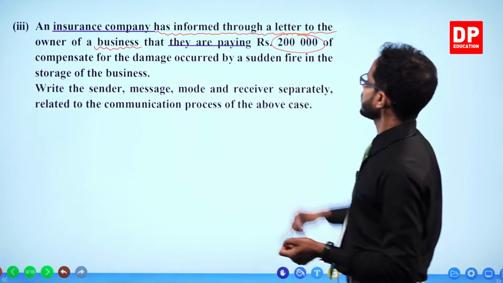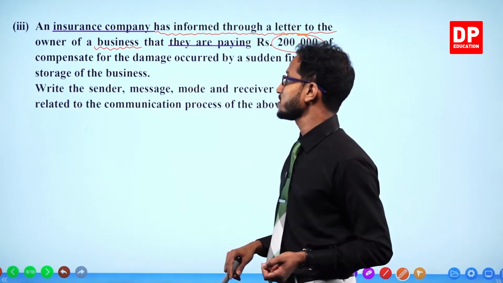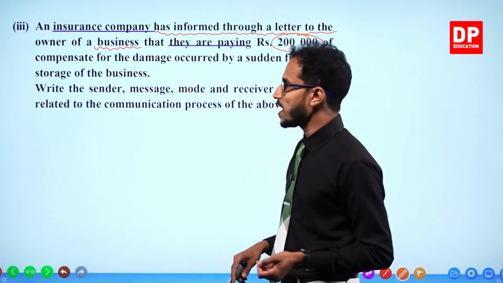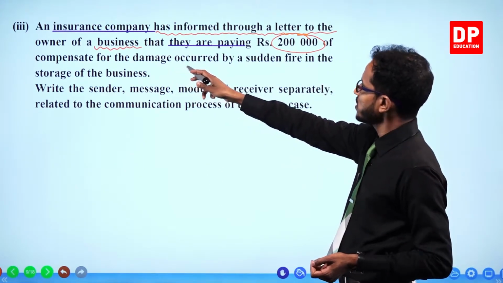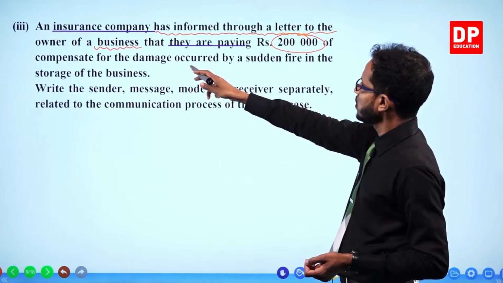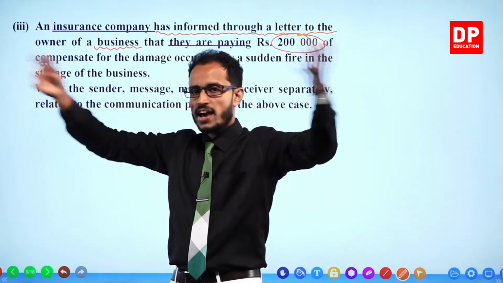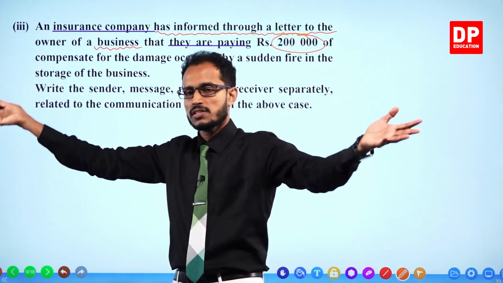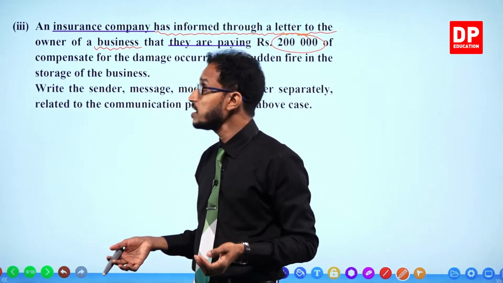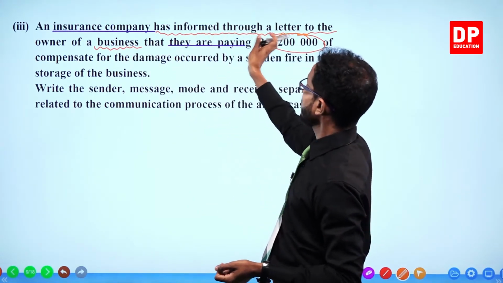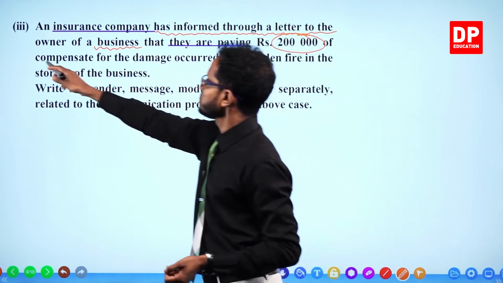That's a good 1D, no? Yeah, the compensation is called 1D. 200,000 to compensate for the damage occurred by a sudden fire. Okay, so the business warehouse has been burned down by a fire. For that, the insurance company is paying 200,000 1D compensation.